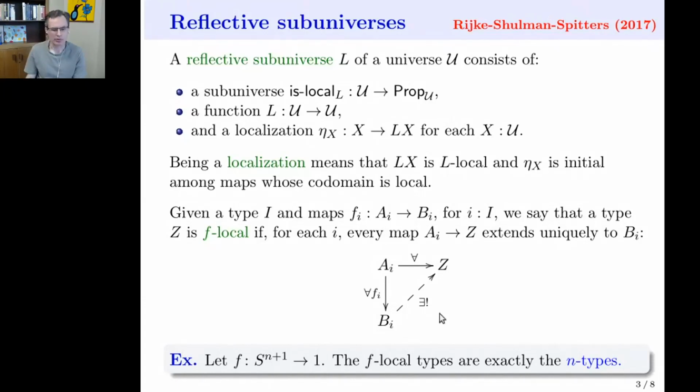So one example is where you take a single map in the family, the map from an n+1 sphere to the unit type. And in that case, the F local types are exactly the n types. So that's going to be an example that actually comes up again a bit later.